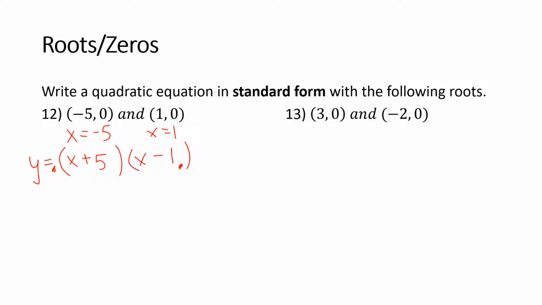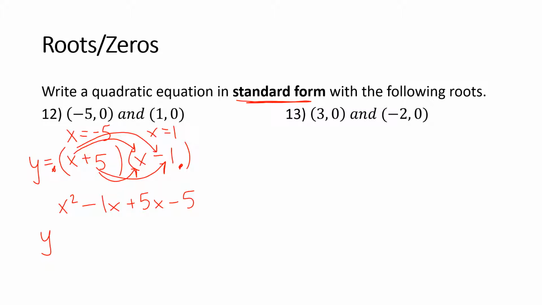Now again, this is not standard form. If you want to get your equation in standard form, you're just going to multiply this back together. So we can FOIL: x times x is x squared. x times negative 1 is negative 1x. 5 times x is 5x. And 5 times negative 1 is negative 5. So our final answer here is x squared plus 4x minus 5.